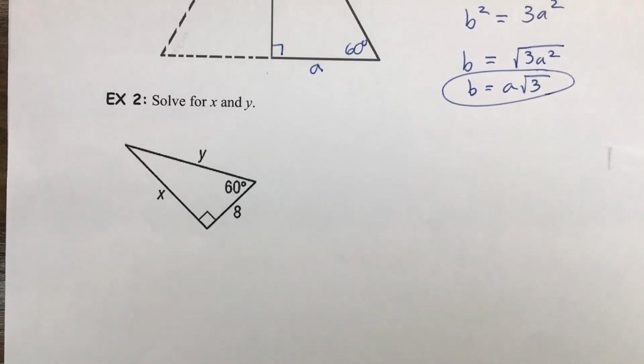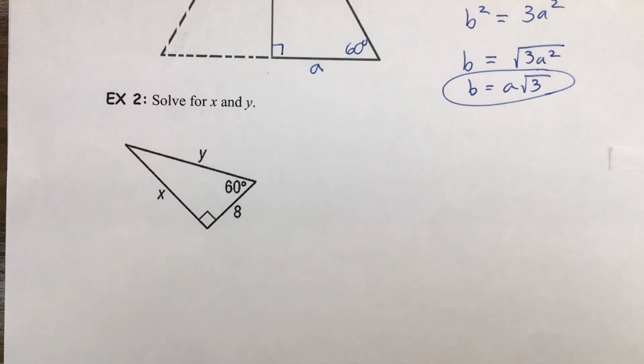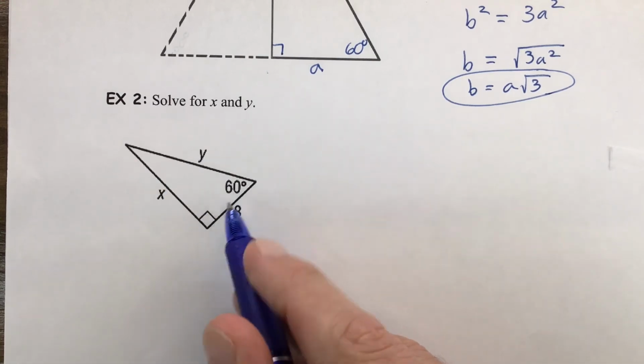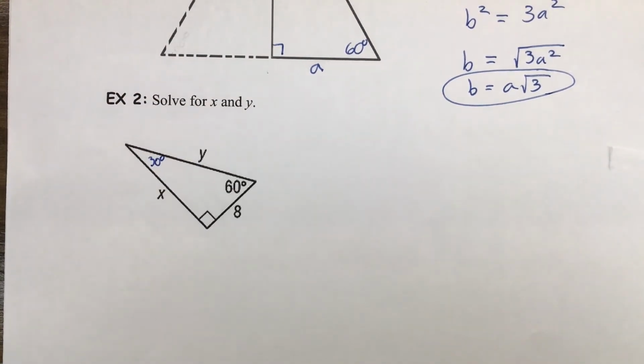All right, for example 2, let's go ahead and apply what we just learned here. What we have here is a 30, 60, 90. Reason that we know that is this is 90, that would be 60. So the only other angle that you could get would be 30 degrees in that spot. So you get the 30, 60, 90. The shortcuts that we have apply.